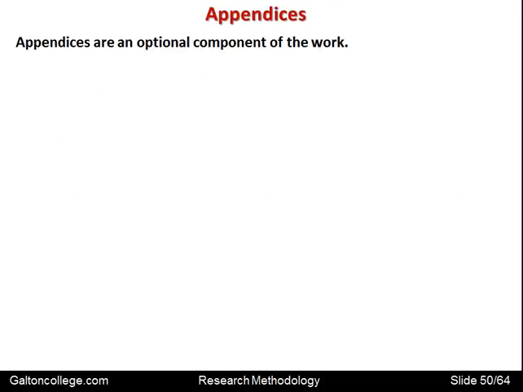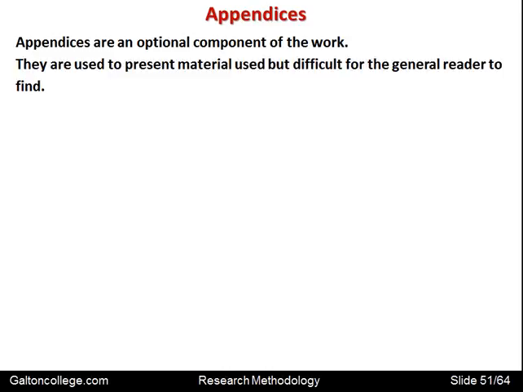Now the appendices. Appendices are an optional component of the work. They're used to present material used but difficult for the general reader to find. So when material is discussed and the general reader can't find where the original source was, sometimes a copy of the original is included in the appendices.